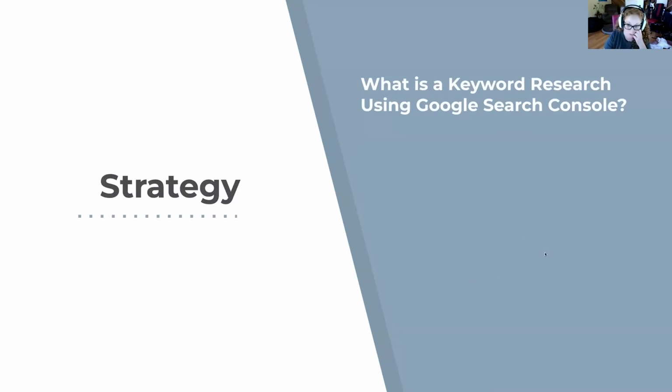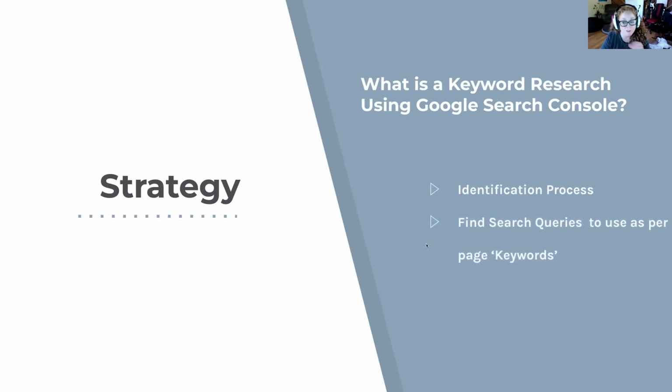So the first strategy is we're going to use Google Search Console, and we're going to do an identification process, and we're going to find queries for pages. And so I'm going to take you slowly through this, and then we can do it together, and you can share your screen, and we can practice this a few times because there's a couple things we're going to do in the Google Sheets.